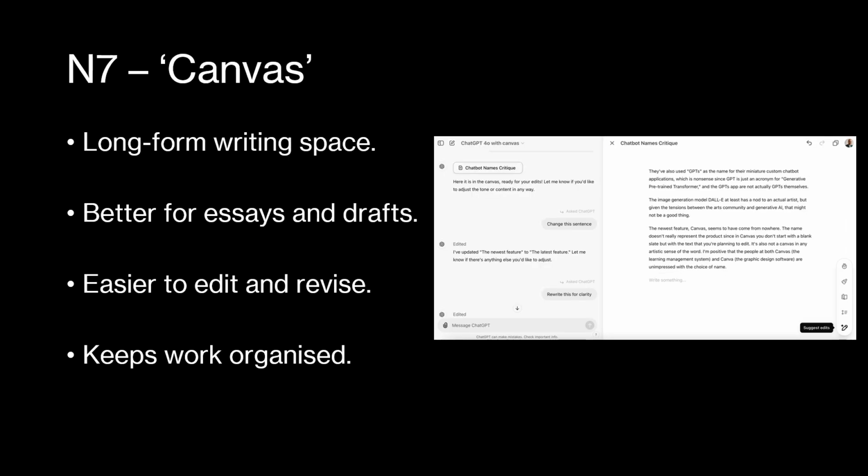Next up is Canvas, and this is a long-form writing space. In theory, it's used for essays and drafts, where it's much easier to edit and revise and to keep your work organized. And it's more so about improving your writing than generating new writing. However, I would not recommend this feature for most students at Wesley College because it very much promotes the AI generating the work for you and doing the thinking for you. And this, of course, can be considered academic dishonesty.